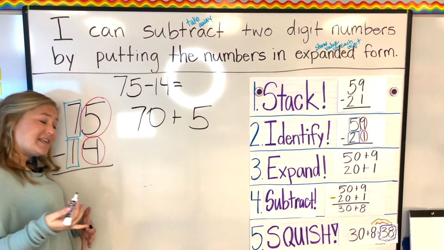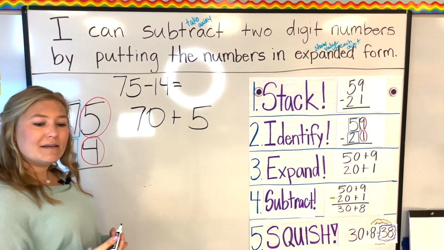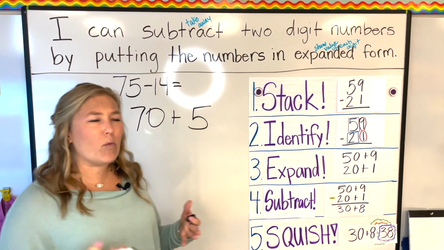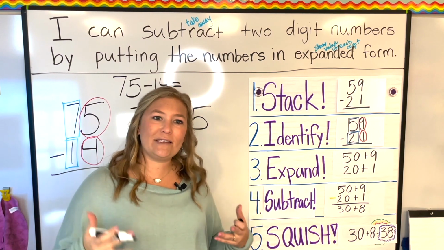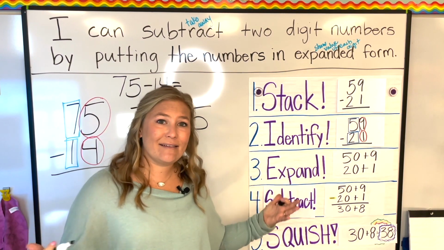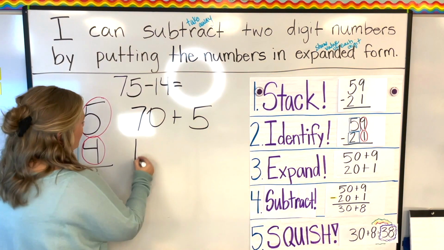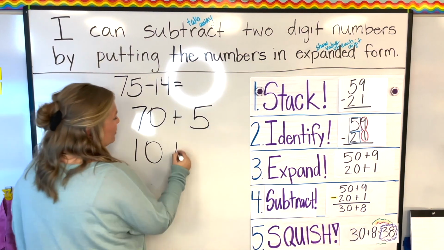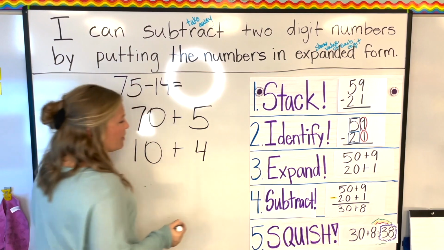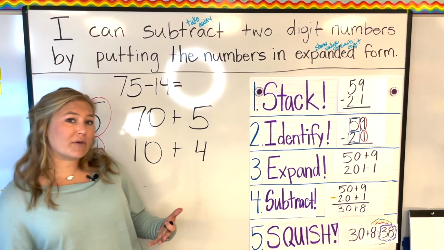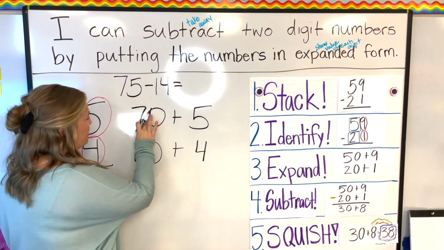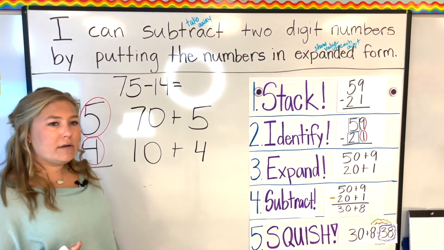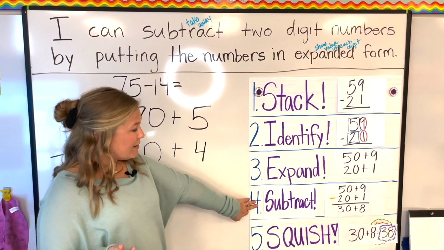Now I need to do the same thing to the number 14. Sometimes this can be kind of tricky, seeing that 1 in the tens place, but it doesn't have to be tricky. Knowing that 1 ten just equals 10, plus my number in the ones place, which is a 4. Now I have put both of my numbers in expanded form. My zeros are kind of messy today. There we go. So if I look back, I need to subtract.